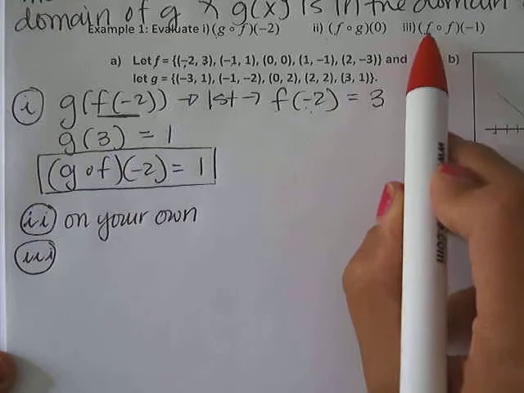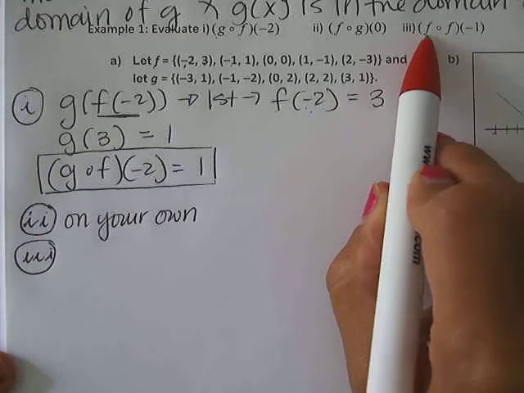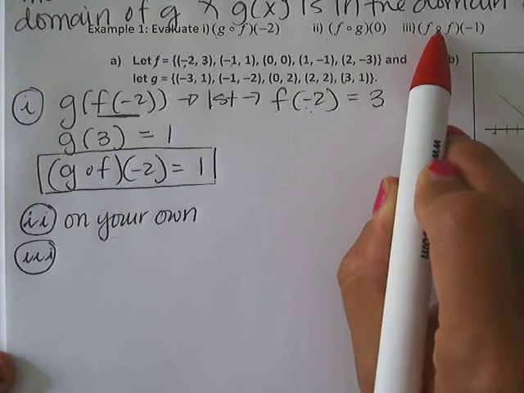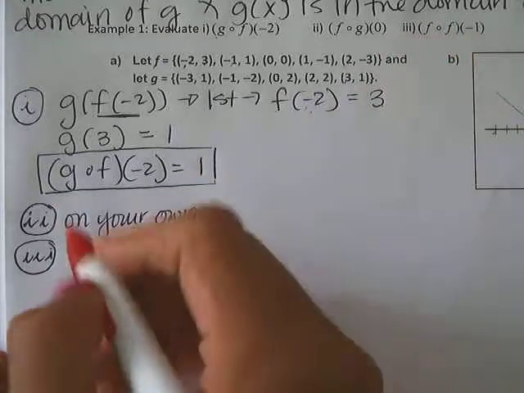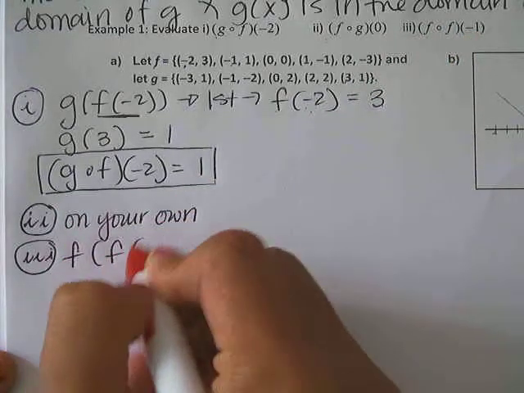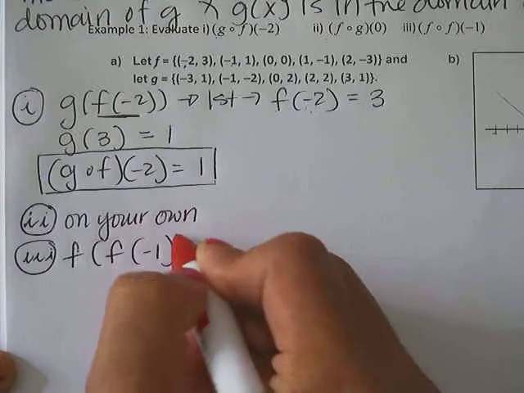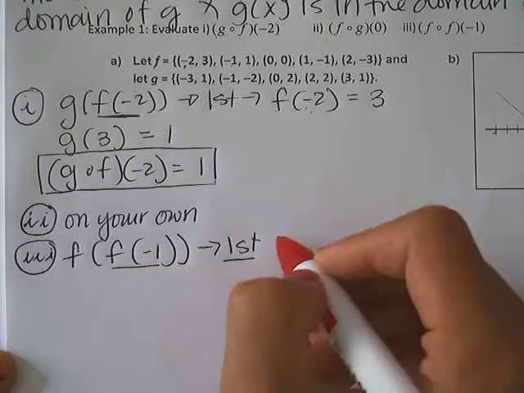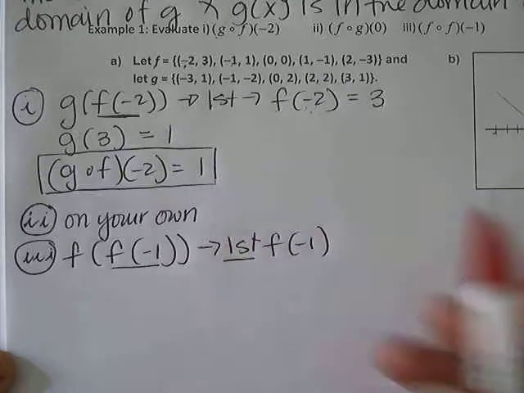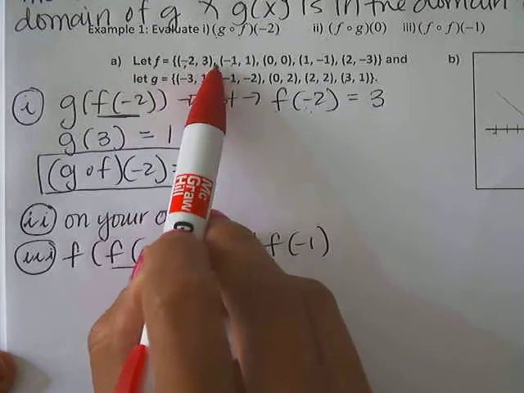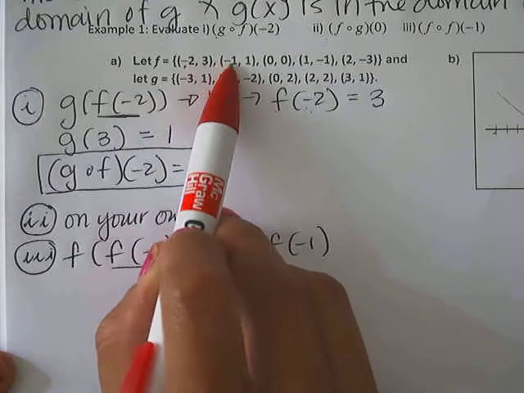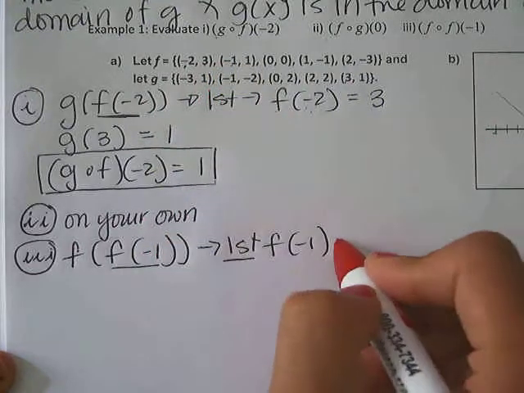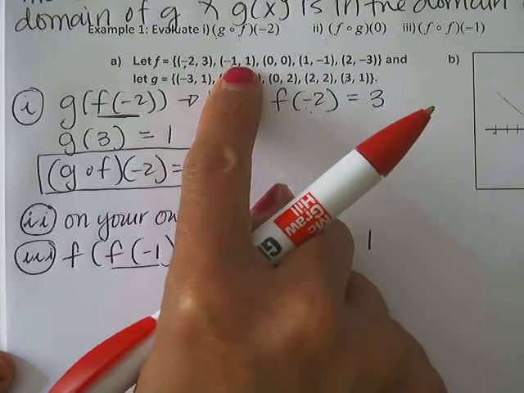3i says I need you to do f of itself, so f composed with itself of negative 1. By definition, the first thing I'm going to do is take f of negative 1. I'm going to look at the f function. Where is my negative 1 input? This is my negative 1 input, and the output is 1.